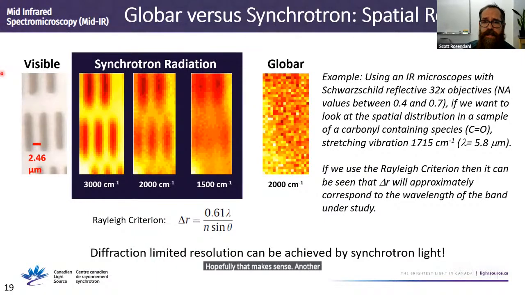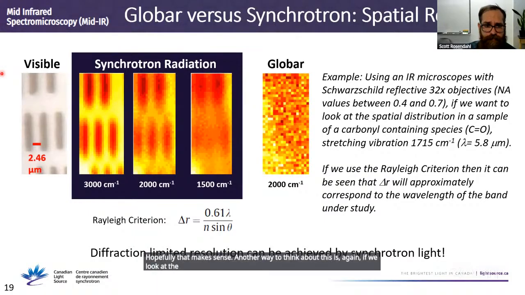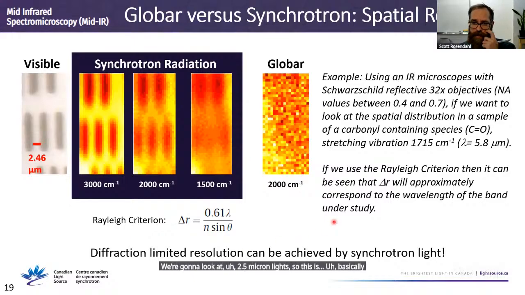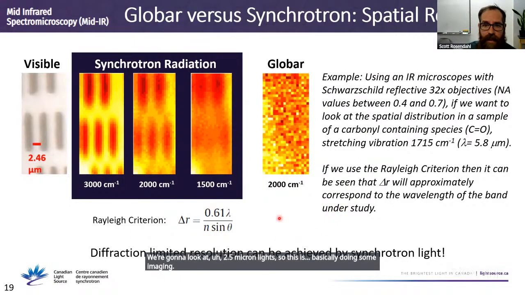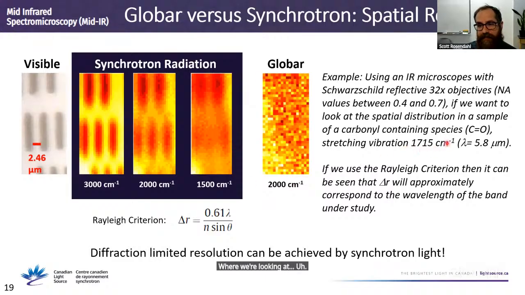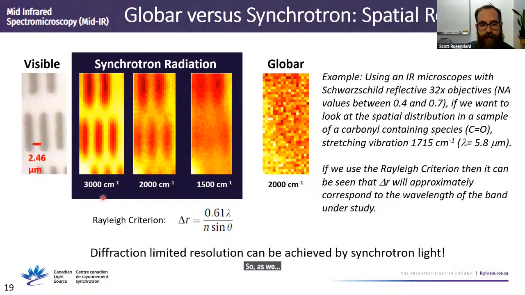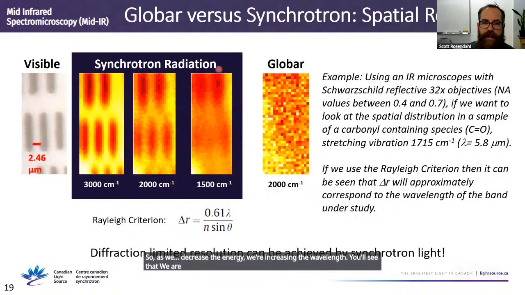Another way to think about this is, again, if we look at the spatial resolution, we're going to look at 2.5 micron light. So this is basically doing some imaging where we're looking at a 1715 inverse centimeter spectral range. As we decrease the energy, we're increasing the wavelength, and you'll see that we are losing the resolvability of the features that we're trying to measure. And again, this is just due to the below equation here.